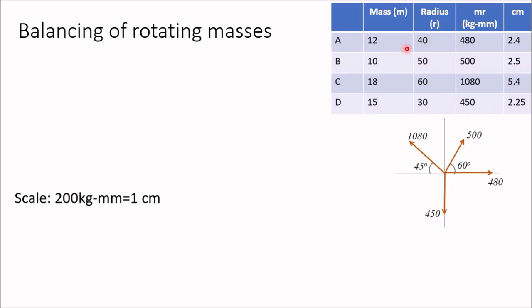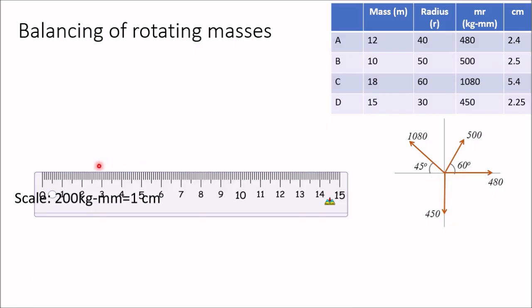So we will draw these forces: 480 with a line length of 2.4 centimeter, 500 as 2.5 centimeter, etc. Now this is along the positive x direction. So we will start from some point and, using this scale, we will draw a 2.4 centimeter horizontal line towards the right. So this is 2.4 centimeter towards the right. So this is your first force.